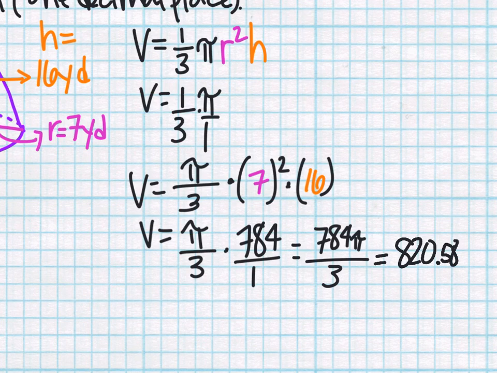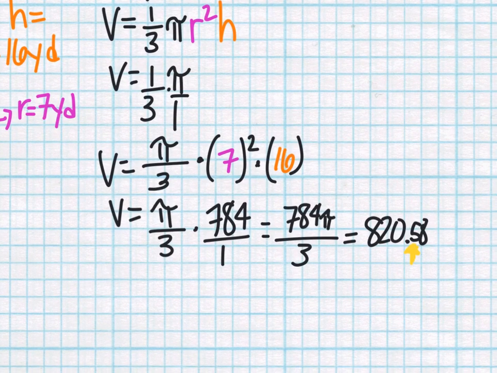820.58. Now my problem said round to the nearest tenths place, so that means this should be my last decimal. So I have to take a look at the number after it and see what I've got. So I've got 820.58. The 8 tells me that my 5 needs to go up. So my answer is 820.6. That is rounded to the nearest tenth.